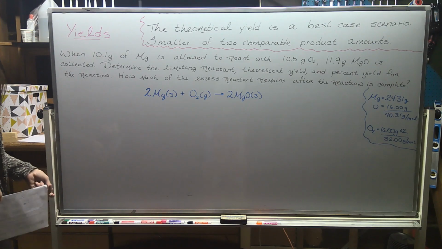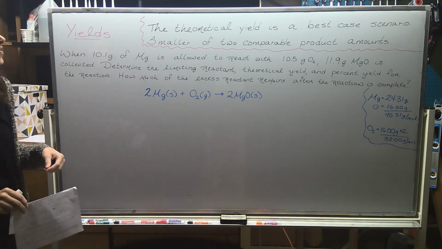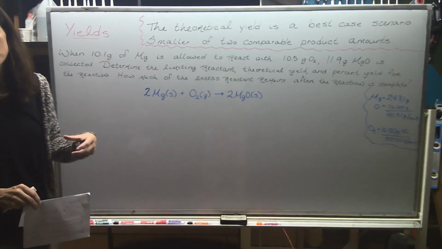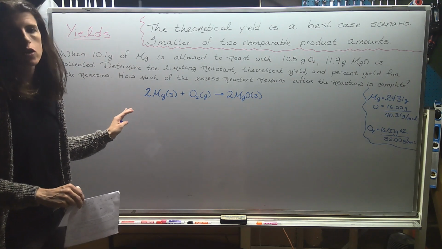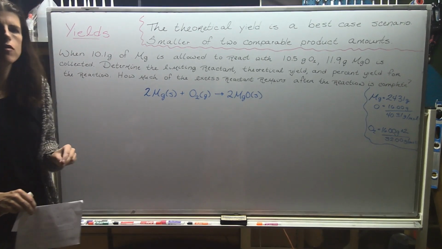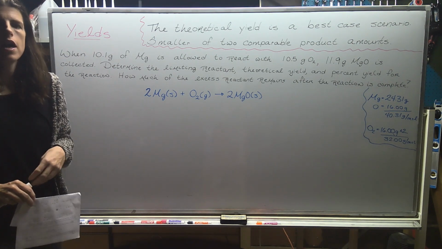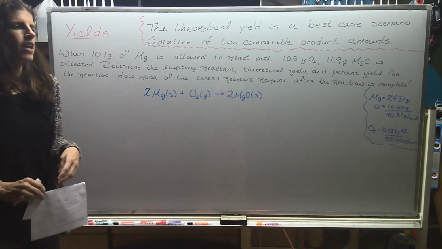So we're going to jump into some problems that are going to look super similar to the problems in the previous video. However, we're just going to add a new aspect to them, a new question, which is in regards to the theoretical yield. So the theoretical yield is a best case scenario. And what we're going to start doing is calculating what's known as the percent yield.